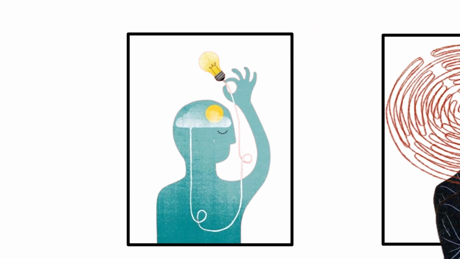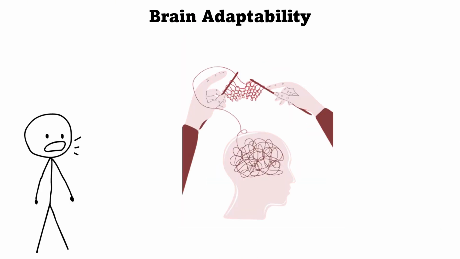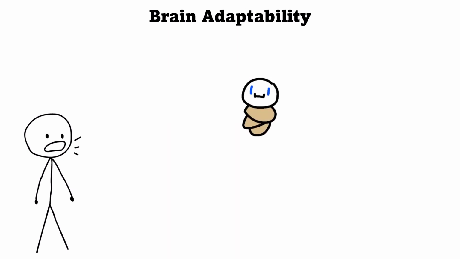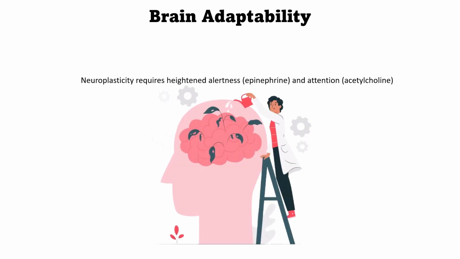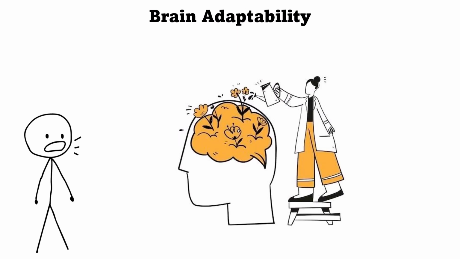Brain adaptability. Neuroplasticity is the brain's ability to change based on experiences, enabling learning, memory, and adaptation. During childhood, learning happens passively, while post-25, intentional focus and specific protocols are needed for brain changes. Key factors for change. Neuroplasticity requires heightened alertness, epinephrine, and attention, acetylcholine. These neurochemicals allow the nervous system to modify neural connections, strengthening or weakening them based on experiences.